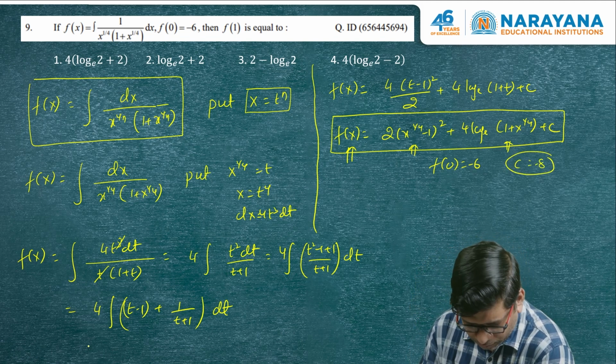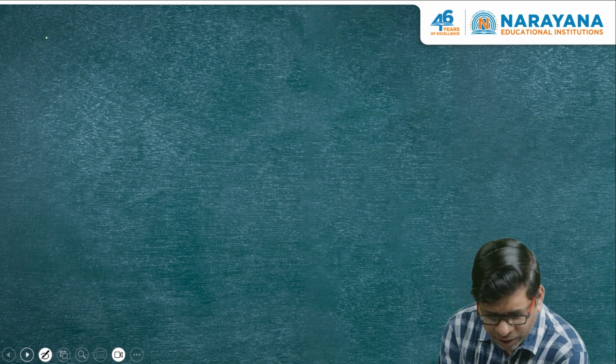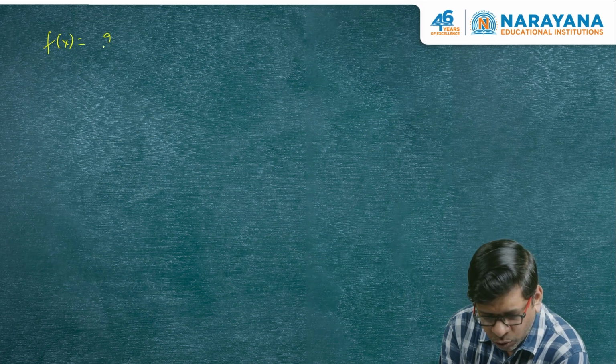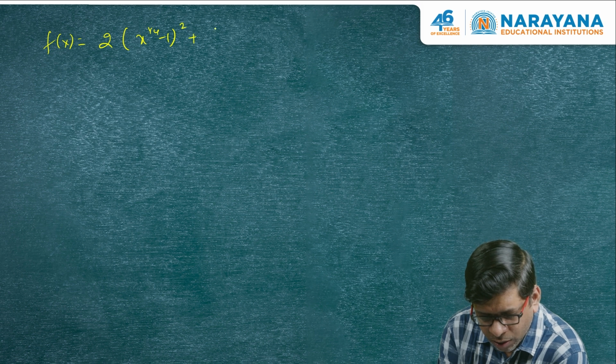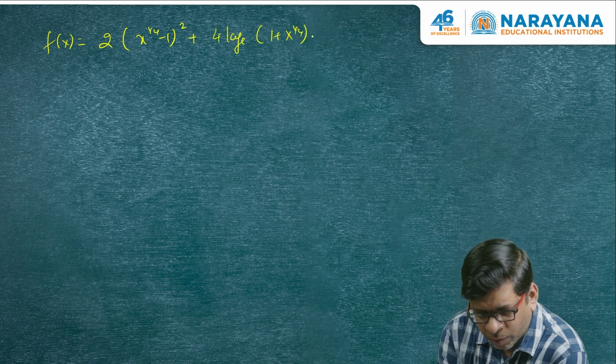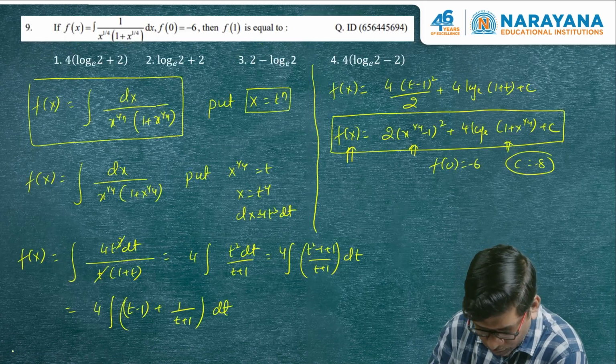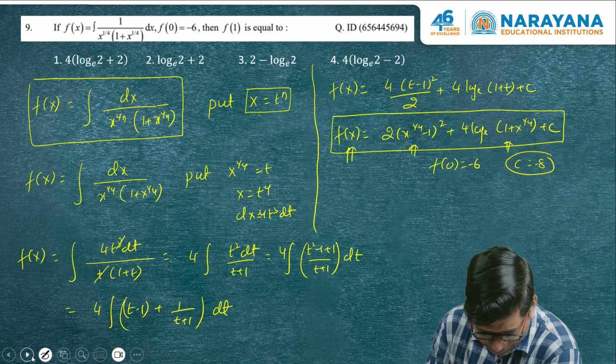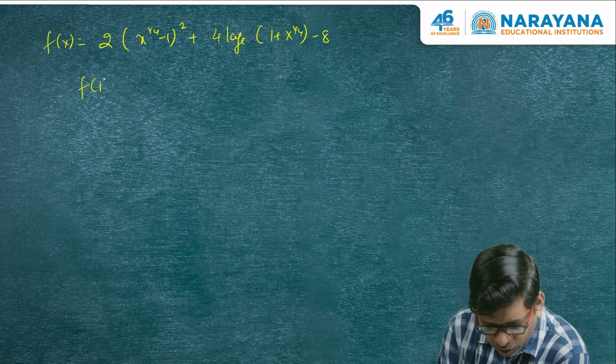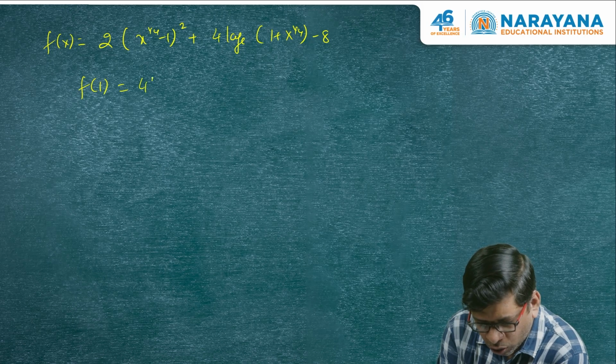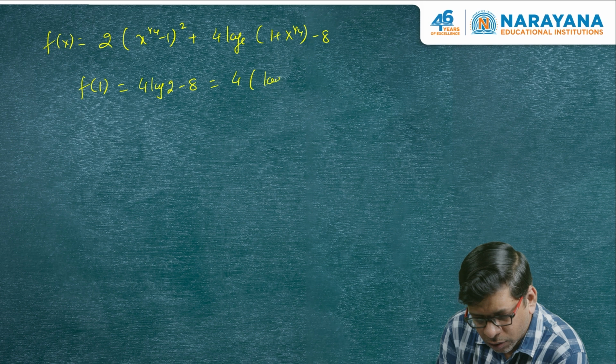C becomes minus 8. So we'll get the function f of x equals 2 times (x power 1 by 4 minus 1) whole square plus 4 log(1 plus x power 1 by 4) minus 8. Now what they're asking is f of 1. So f of 1 equals 4 log 2 minus 8, which is 4 times (log 2 minus 2).